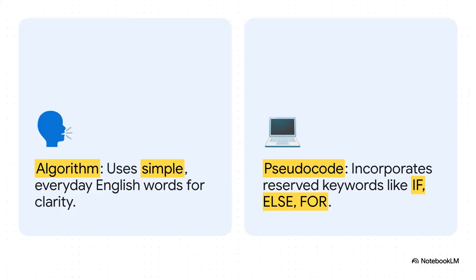Now, this is a really key distinction here. An algorithm in its purest form can just be written in plain, simple English that describes the logic. Pseudocode is kind of the next level up. It's this hybrid of plain English and some programming-like structure. It's not a real programming language, but it's the perfect bridge between your idea and the actual code.